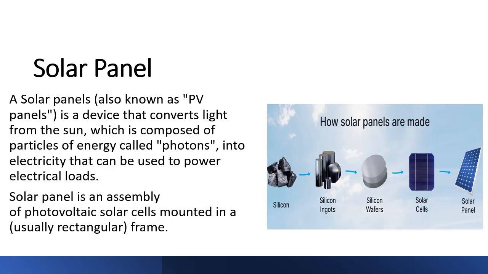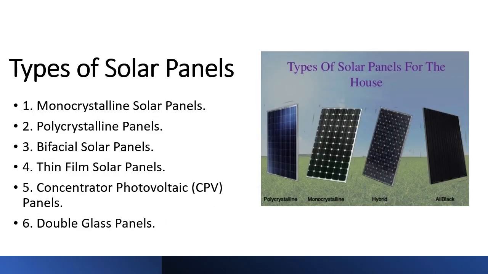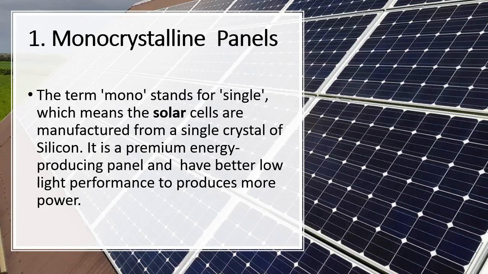A solar panel is an assembly of photovoltaic solar cells mounted in a, usually rectangular, frame. There are 6 types of solar panels: 1. Monocrystalline solar panels. 2. Polycrystalline panels. 3. Bifacial solar panels. 4. Thin film solar panels. 5. Concentrator photovoltaic (CPV) panels. 6. Double glass panels. What are monocrystalline panels?